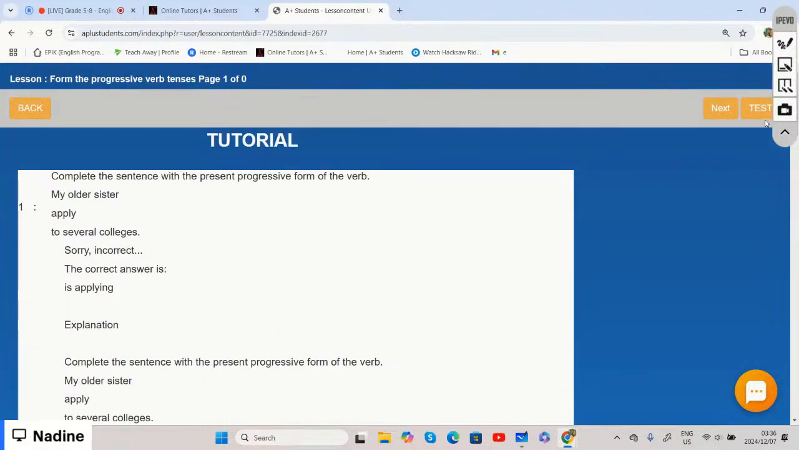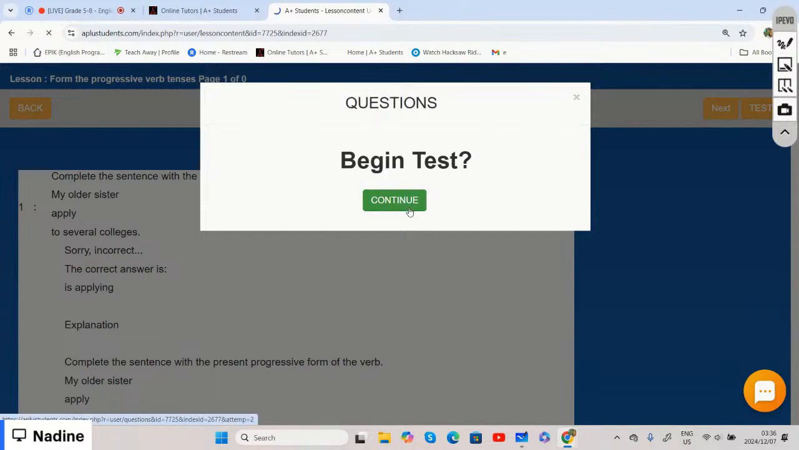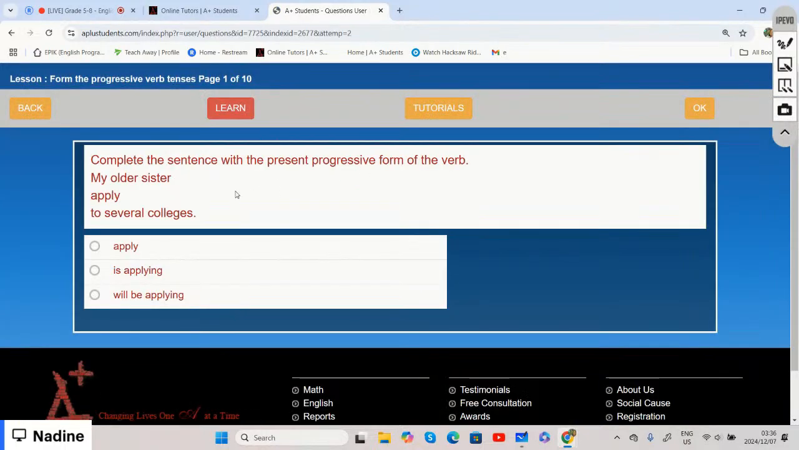All right, so now we're going to a test where we are going to form the progressive verb tense. So we need to now complete the sentence with the present progressive form of the verb. Do we say my older sister, option one, apply to several colleges, option two, is applying to several colleges, or option three, will be applying to several colleges?